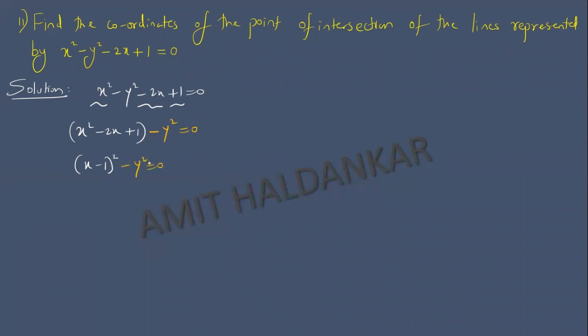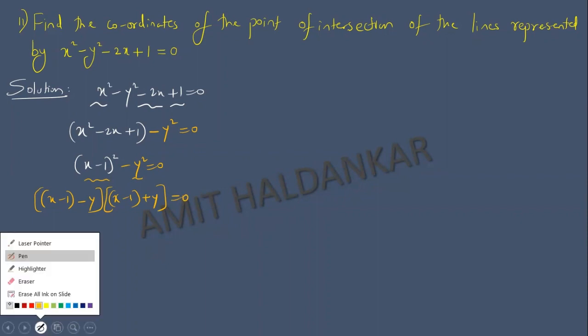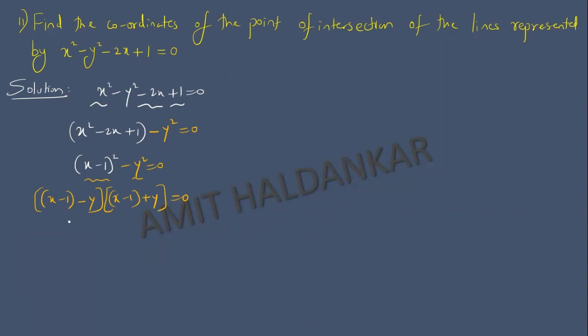Now this looks like a square minus b square is equal to 0. What is a square minus b square? This is your a and this is your b. So a minus b into a plus b is equal to 0. So I got the separate equations now. x minus 1 minus y is equal to 0 and x minus 1 plus y is equal to 0. So the equations are x minus y is equal to 1 and x plus y is equal to 1.